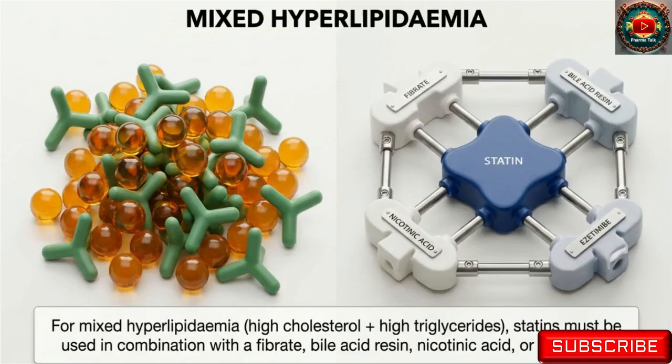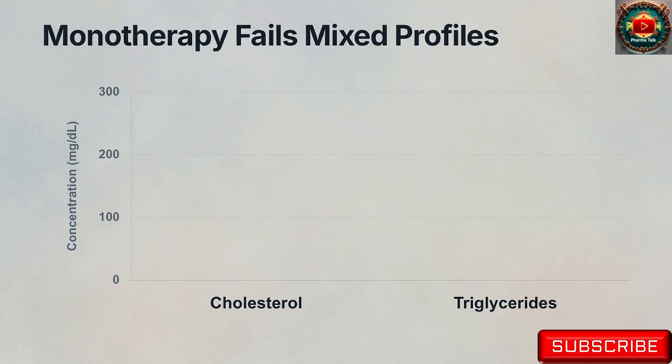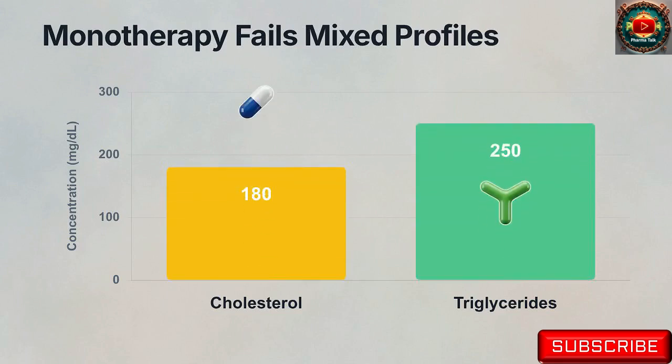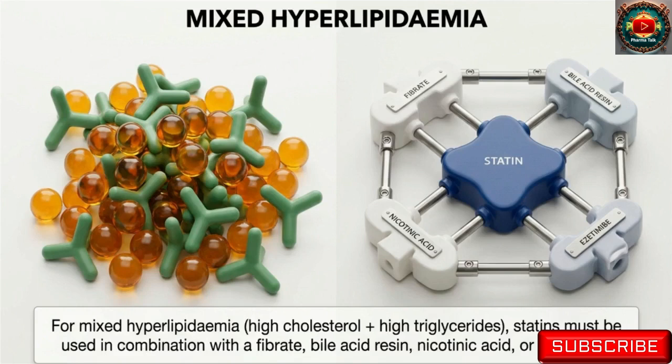Mixed hyperlipidemia involves the concurrent elevation of both high cholesterol and high triglycerides, as shown in the left panel of this diagram. In a mixed profile, monotherapy addressing only one pathway leaves the other lipid elevation unaffected. The algorithm addresses this with a combinatorial strategy. A statin serves as the central component of the treatment plan.